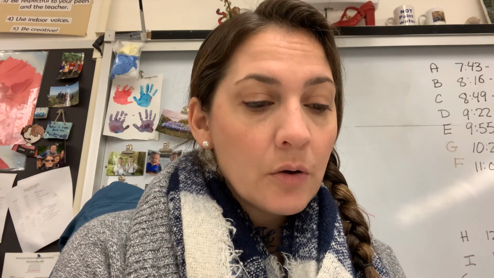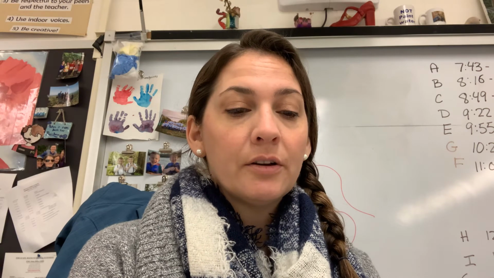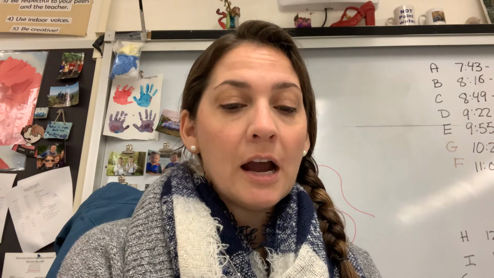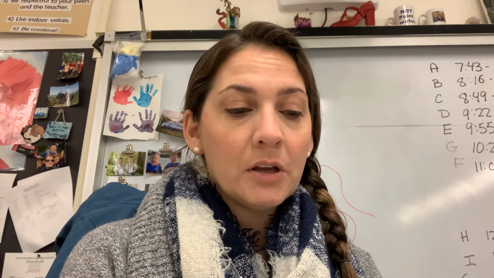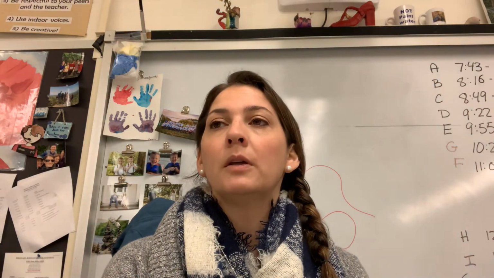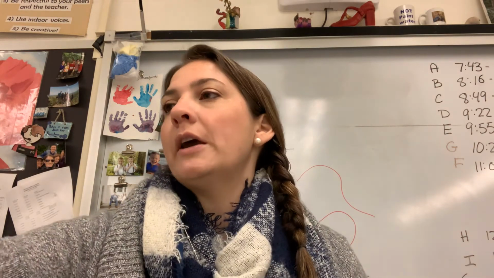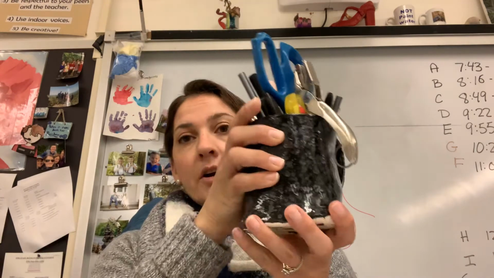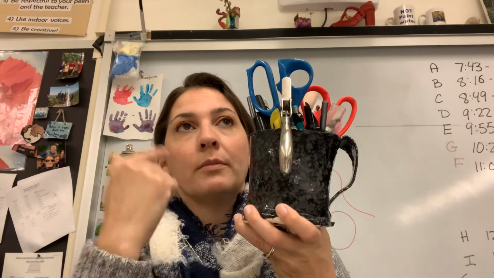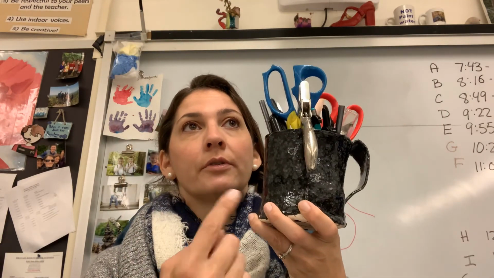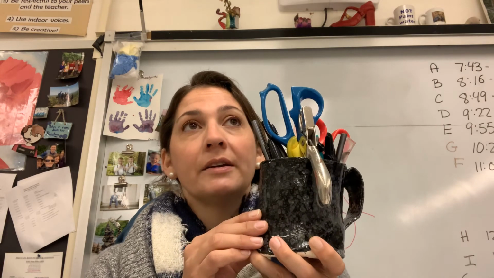Form. Form are objects having 3 dimensions: height, width, and depth. You can walk around a form. So, for example, if we're looking at this clay mug here, this is a 3D form that somebody could walk around. All right, it's got height, width, and depth.